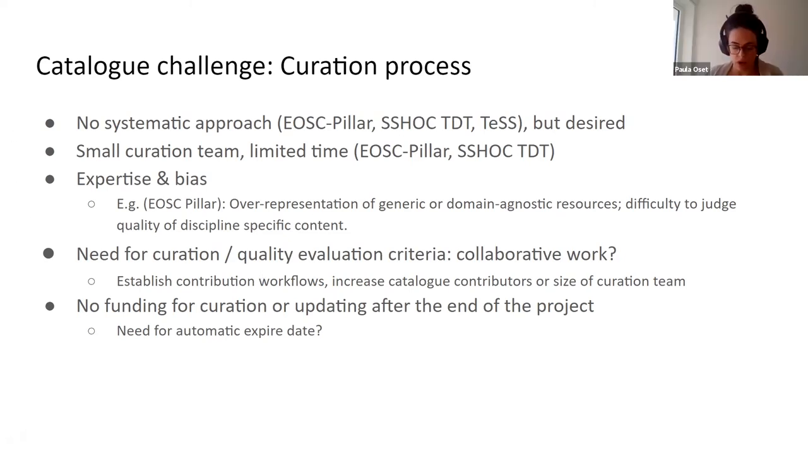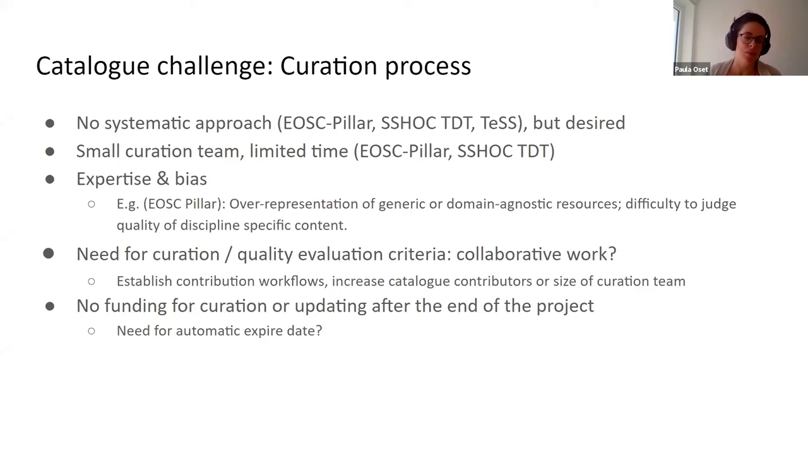Yes. So another challenge that we face in all these projects that we're trying to develop training catalogs is the curation process. So how do we actually select or evaluate the quality of the material? How do we decide which training resources go into the catalog or not? And in general, I think most of us experience that there isn't really a systematic approach. So it's really based in the expertise of the curation team, which in general tends to be quite small. So of course, this might bring some biases in terms of what is in the catalog or not.